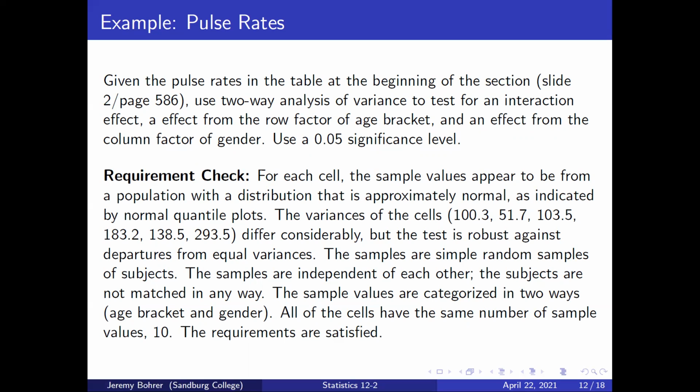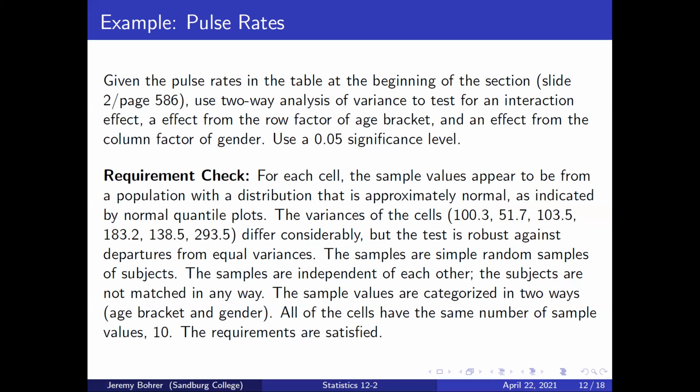Requirement check. For each cell, the sample values appear to be from a population with a distribution that is approximately normal, as indicated by normal quantile plots. The variances of the cells, 100.3, 51.7, 103.5, 183.2, 138.5, and 293.5, differ considerably, but the test is robust against departures from equal variances. The samples are simple random samples of subjects.